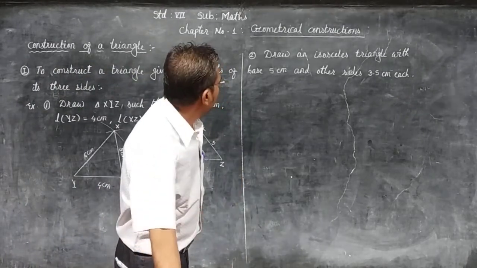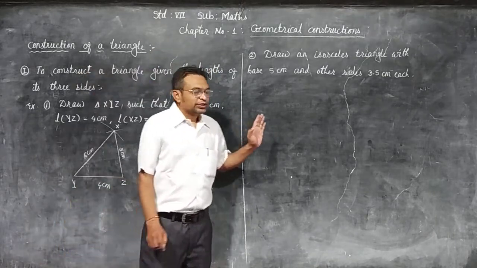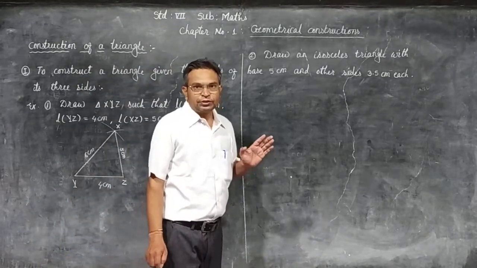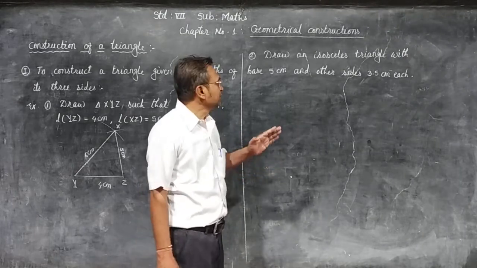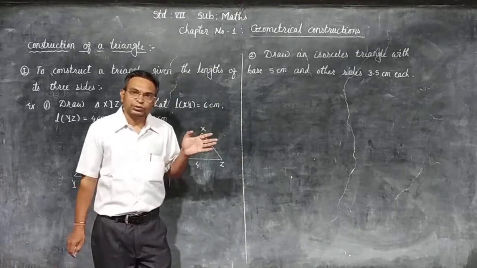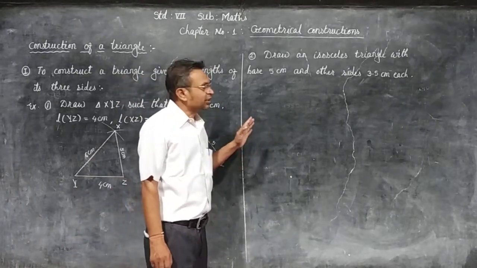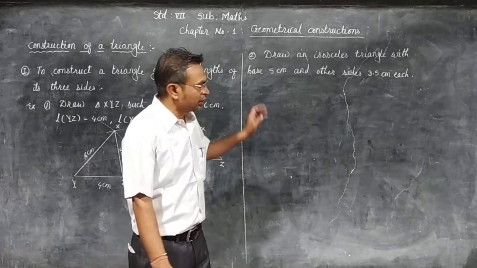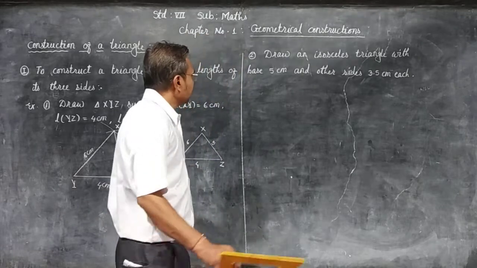Second example, draw an isosceles triangle. There are 3 types of triangles by using the angles. By using the sides there are also 3 types of triangle: isosceles triangle, equilateral triangle, and scalene triangle. Isosceles triangle means a triangle in which 2 sides are equal.